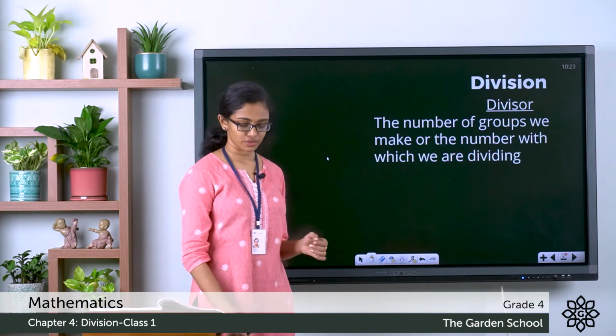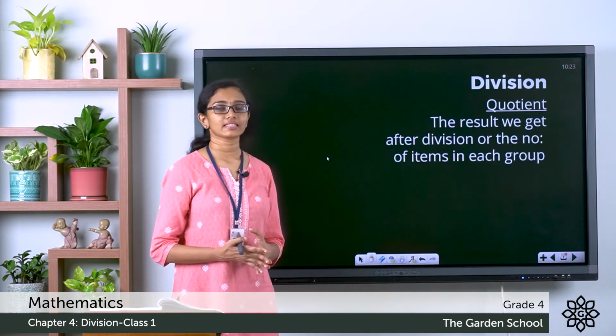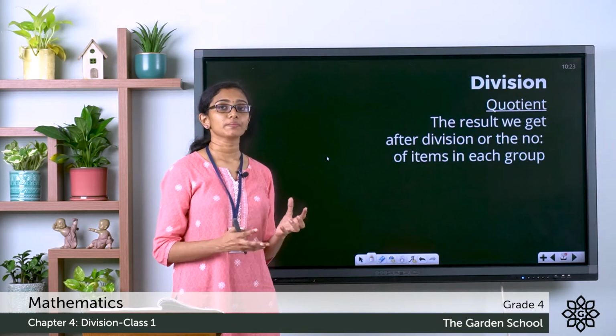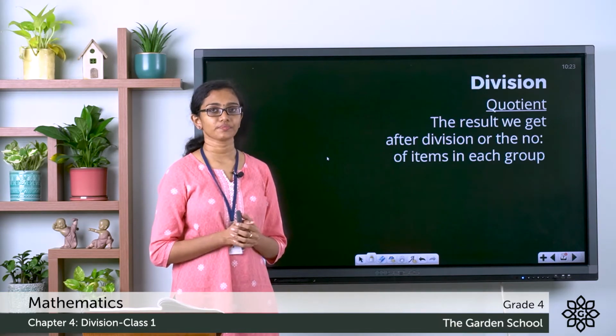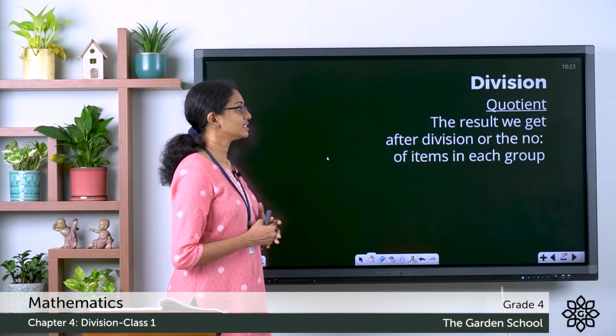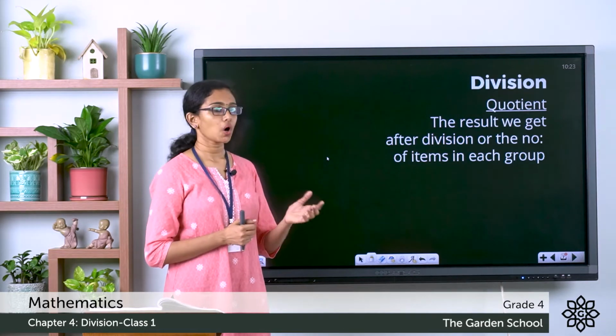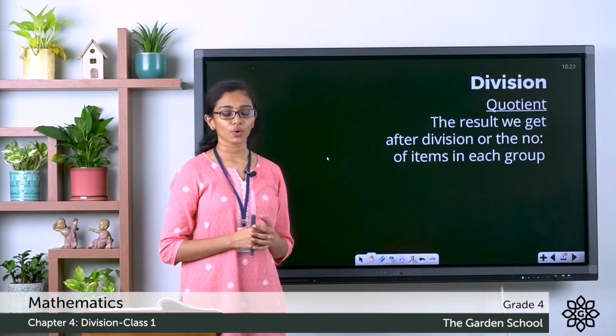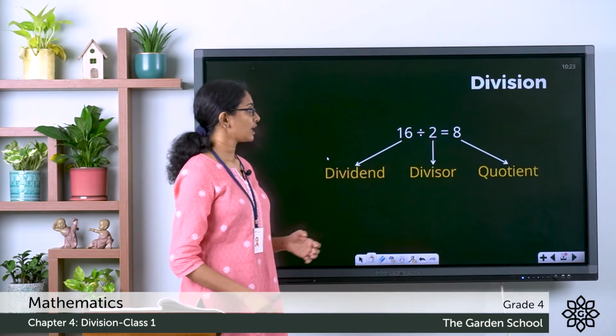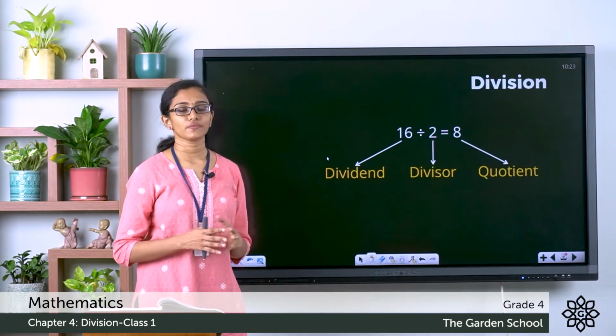Now the quotient, the result we get after the division or the number of items in a single group, that's called the quotient. So what is a quotient? The result we get after division or the number of items in each group, that's called the quotient of the division. And here is a division fact.